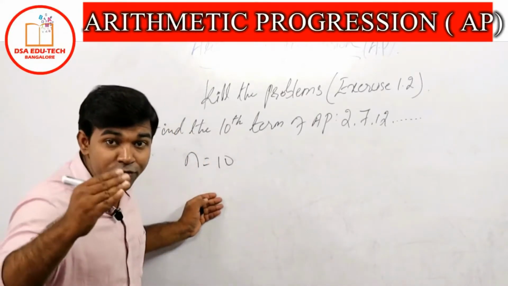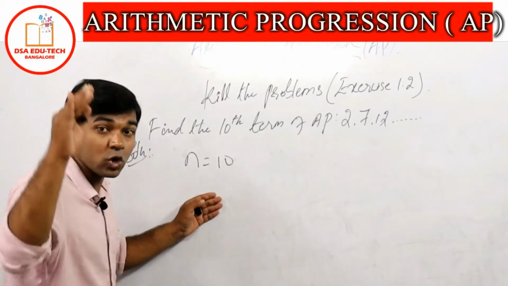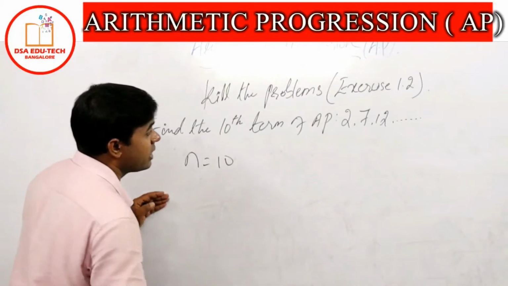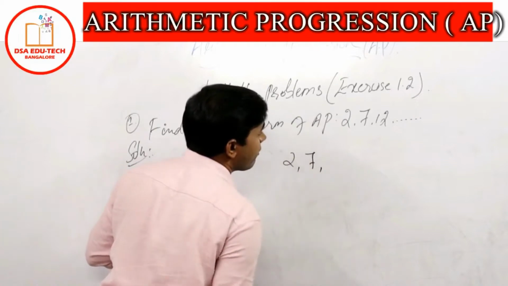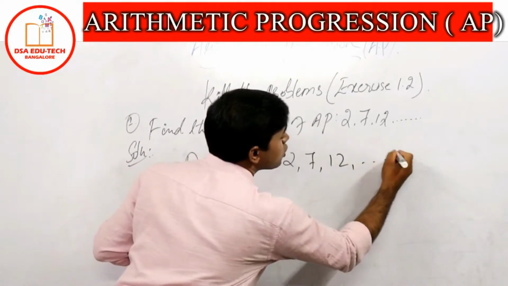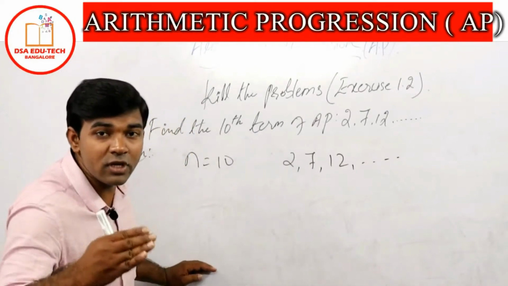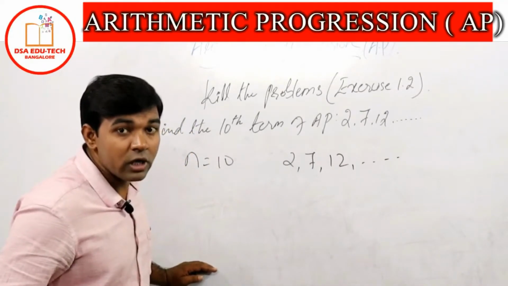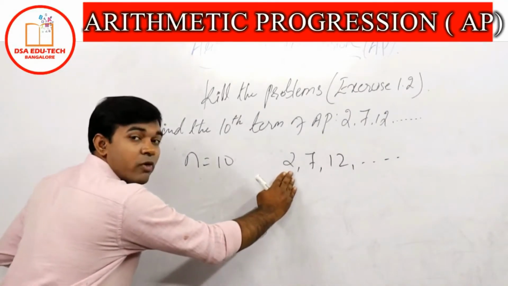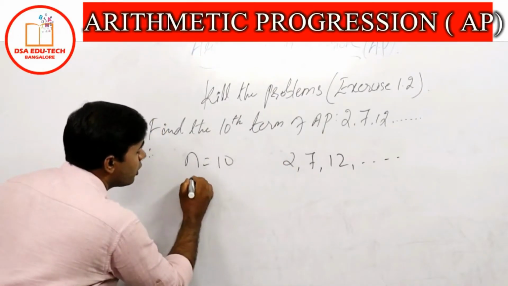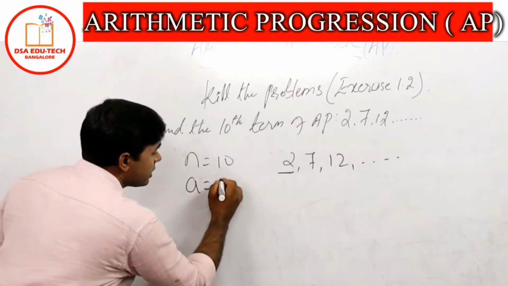If they give the 15th term, the n value will be 15. So n = 10. Now let me write the given series over here: given AP series as 2, 7, 12, and so on. Cool enough? From this, can I derive certain terms that I want, like the first term and the common difference? Yes. So what is the first term over here? a is how much? 2, the first term. So a = 2.